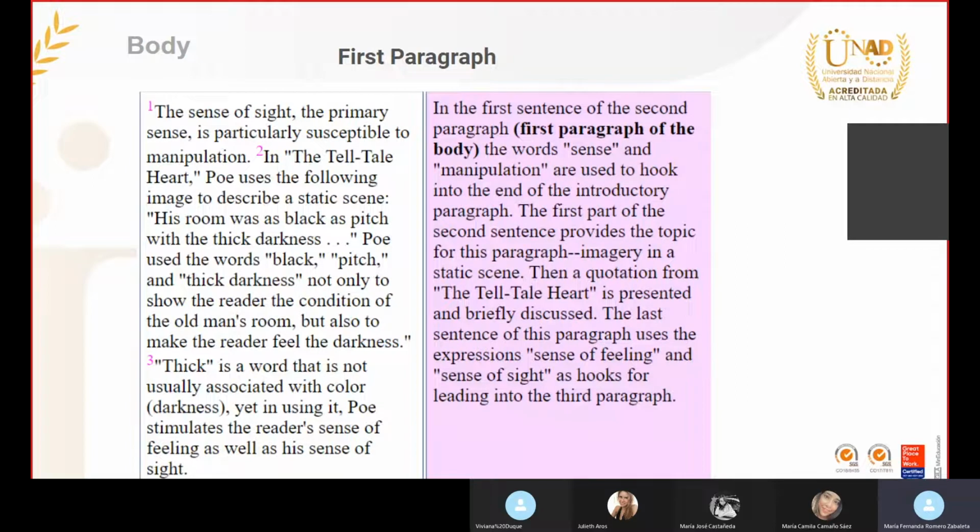Maria Jose, could you please help me by reading this paragraph here? Yes, teacher, sure. I'm just going to zoom it.